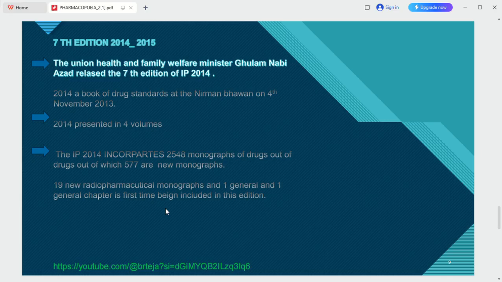The Indian Pharmacopoeia 2014 incorporates 2,548 monographs of drugs, out of which 577 are new monographs. How many new monographs were added in the 7th edition? 577. Okay, consisting of active pharmaceutical ingredients and excipients, dosage forms and antibiotics, monographs, insulin products and herbal products, etc. Okay, added in this one. 19 new radiopharmaceutical monographs and one general chapter are included for the first time in this edition. Okay, 19 new radiopharmaceutical monographs added in 7th edition.